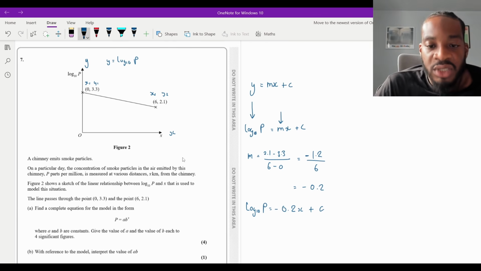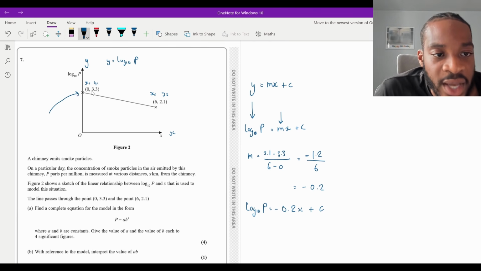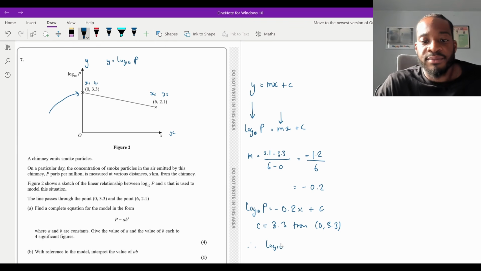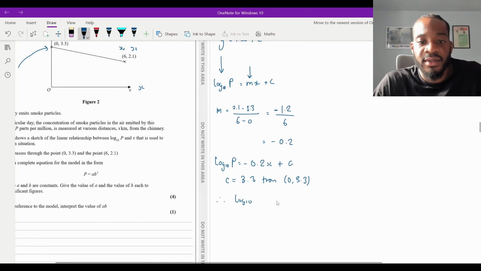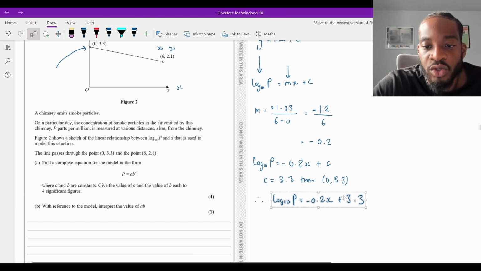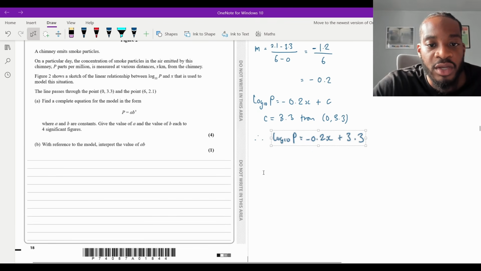Now I need to figure out what c is. Well, c quite clearly is just the y-intercept, which is 3.3. All right, c is equal to 3.3 from the coordinate 0, 3.3. So that means that log base 10 of p is equal to minus 0.2x plus 3.3. So now I've got that, what I can do is use algebra to get p on its own, and that will allow me to figure out what a and b are.